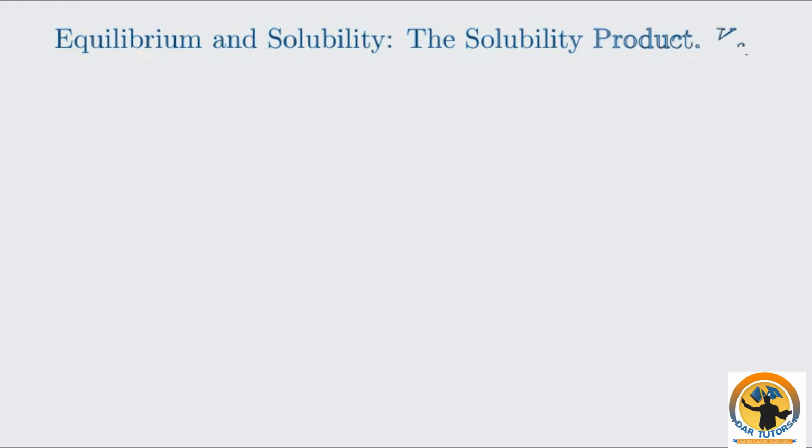Let's now move to a more advanced topic within heterogeneous equilibria, particularly relevant for IB Chemistry HL, the solubility product, Ksp. Most ionic compounds are not completely insoluble in water. They dissolve to a very small extent and are therefore called sparingly soluble.